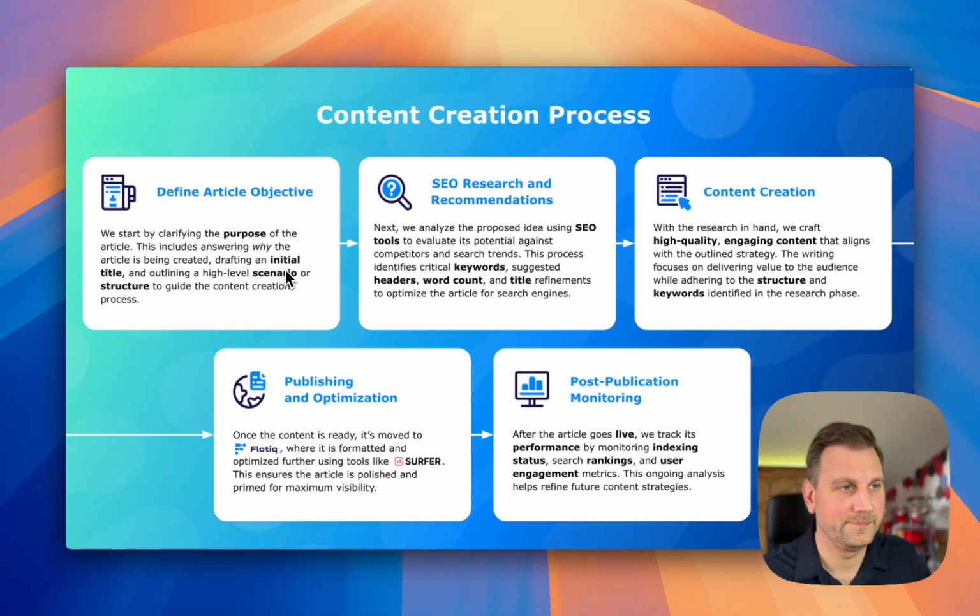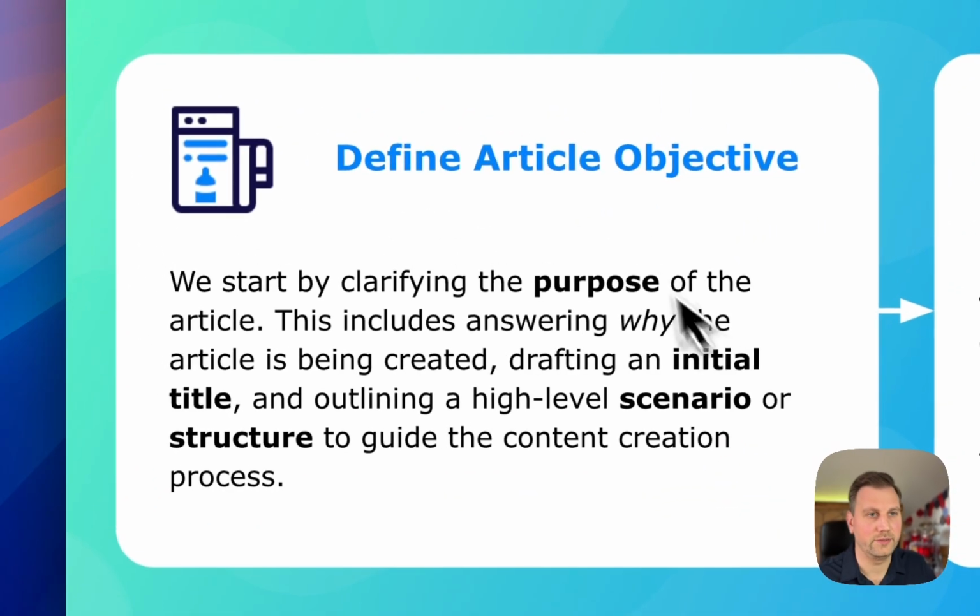So let's start. As you see, our content creation process contains 5 steps. Let's start with the first one. The first step is define article objective. Here, we start by clarifying the purpose of the article, answering why the article is being created, drafting an initial title, outlining high-level scenario or the structure to guide the content creation process.